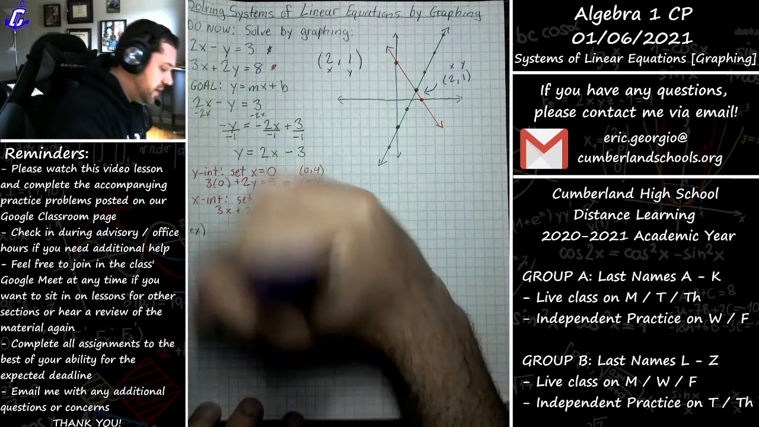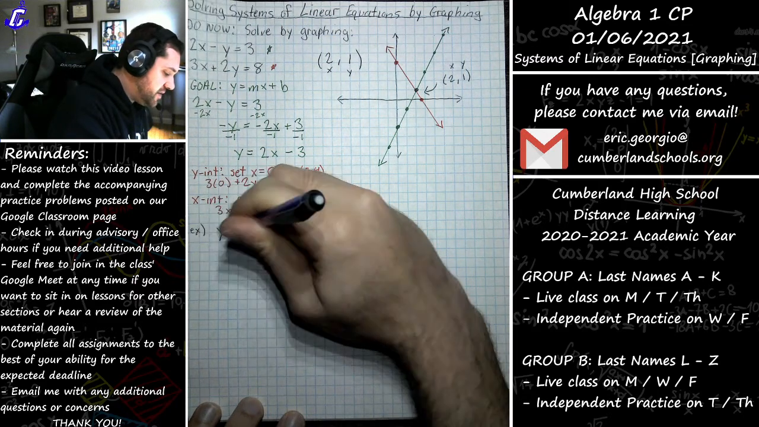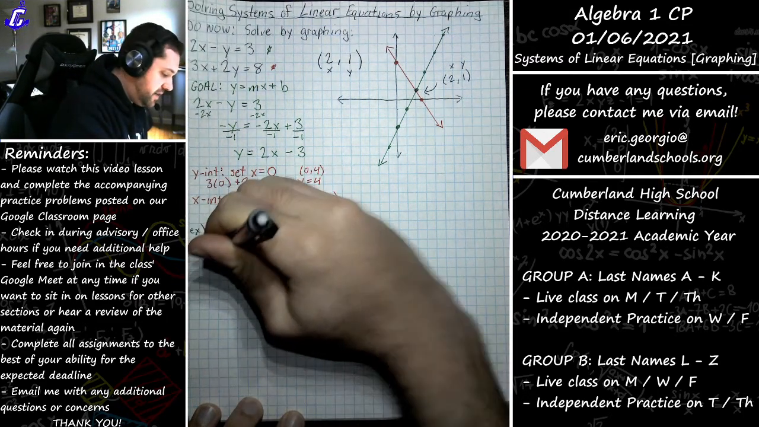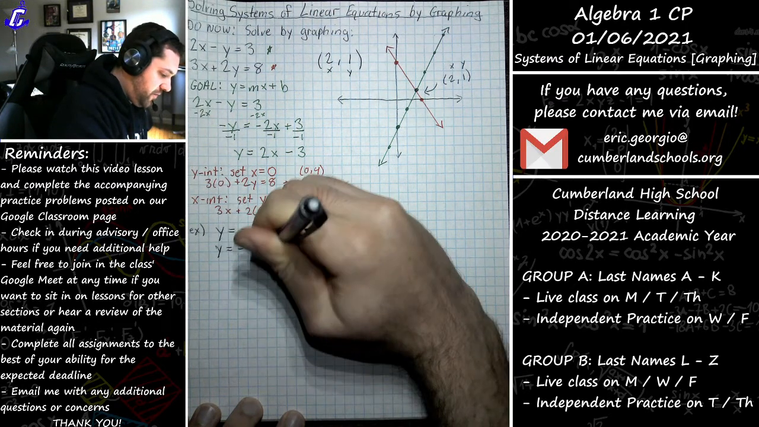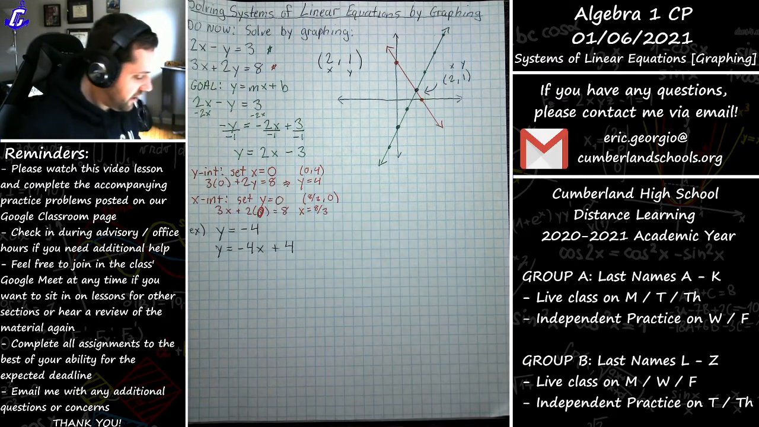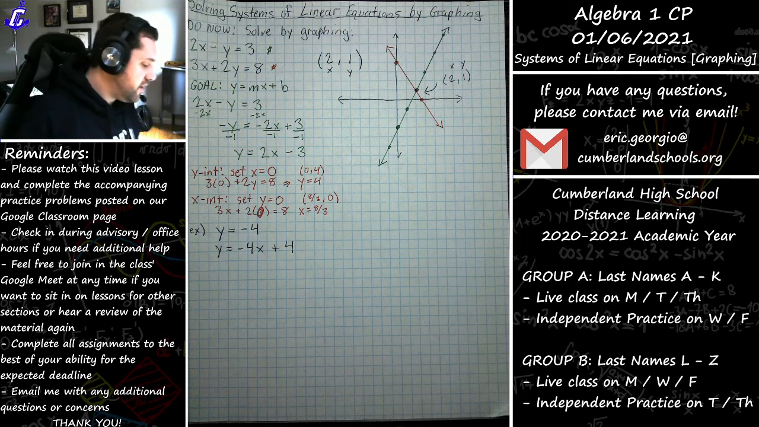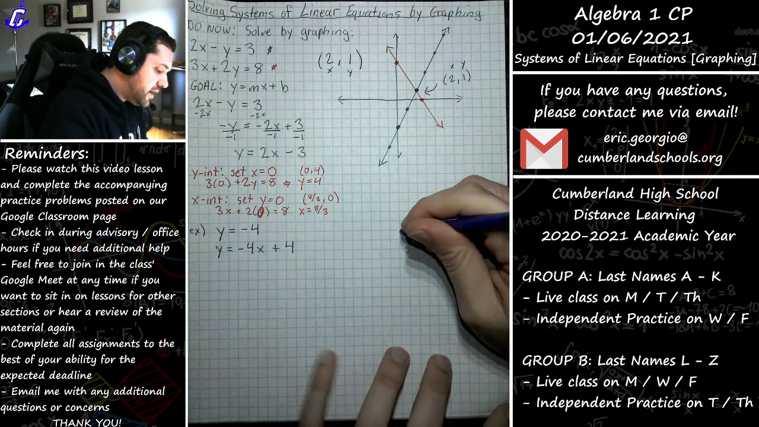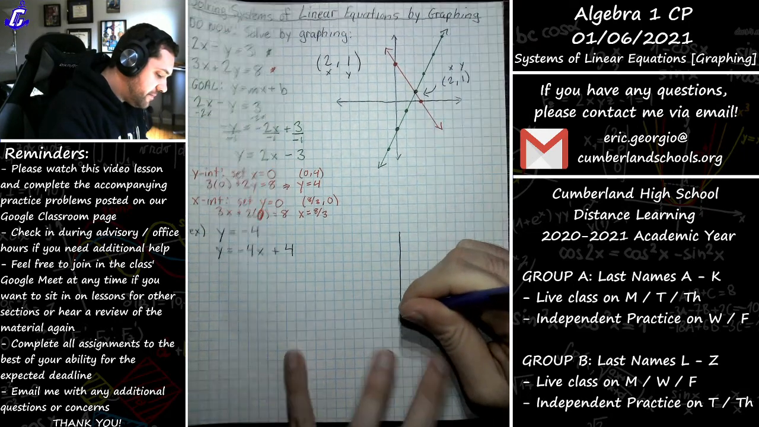So if I have y equals negative 4, and I also have y equals negative 4x plus 4. Coincidentally, a lot of 4s. So if I were to deal with something like that, notice this is in y equals mx plus b, so we can go ahead and graph that very quickly.